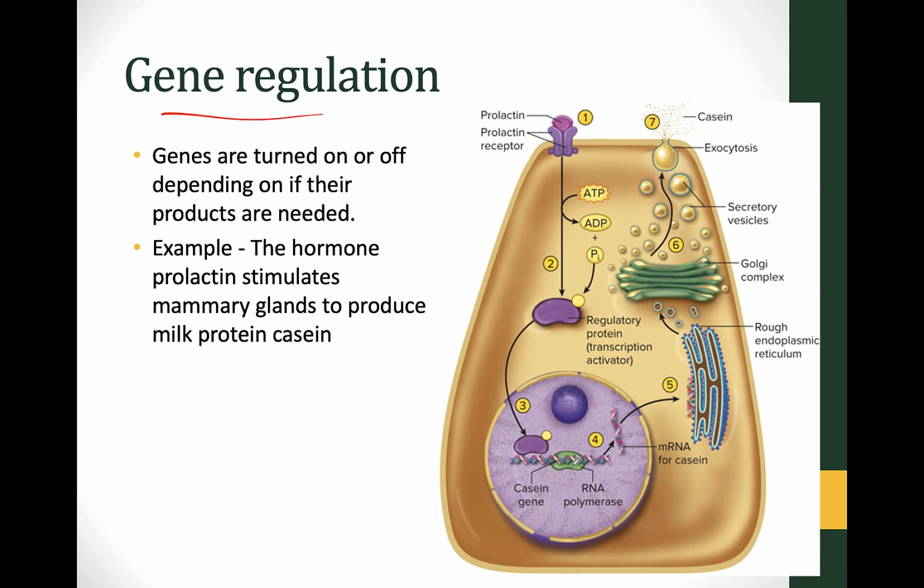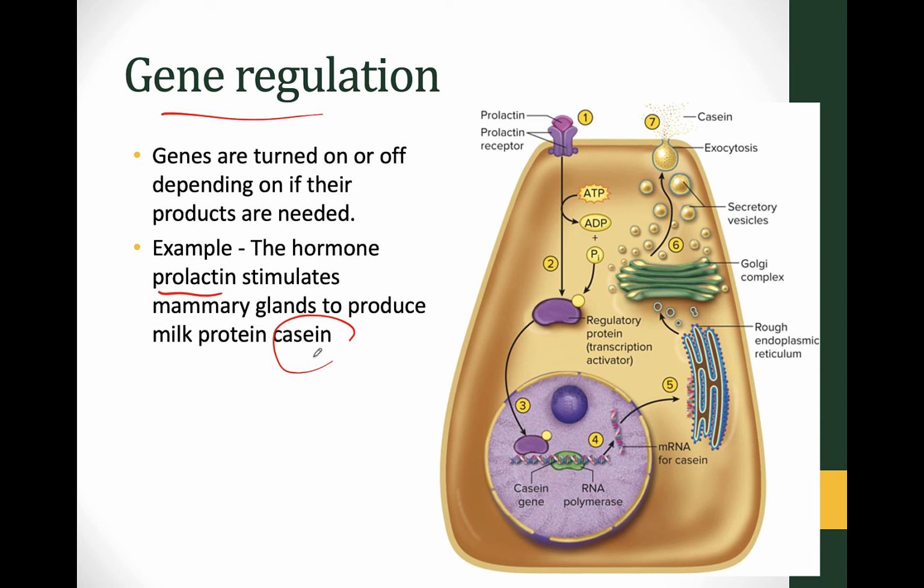So here is a gene protein pathway for the protein prolactin. And this is the hormone that stimulates mammary glands to produce casein. And casein is the protein in breast milk. So does a person need to be producing casein all of the time? Absolutely not. Only a mom who's actively breastfeeding her child needs to be producing this protein, right?